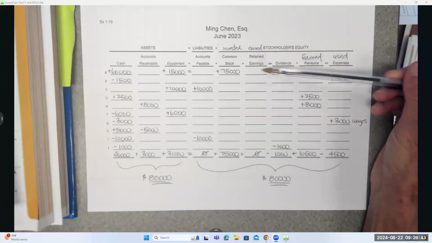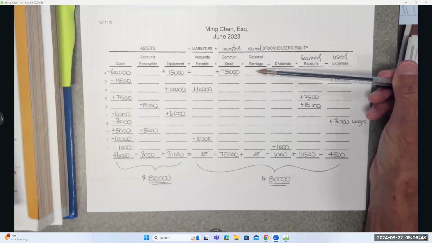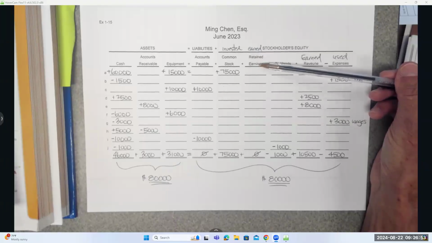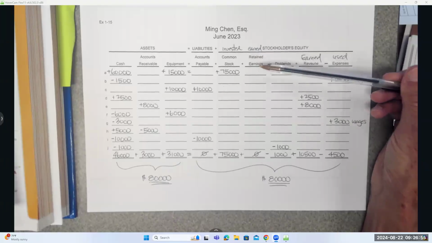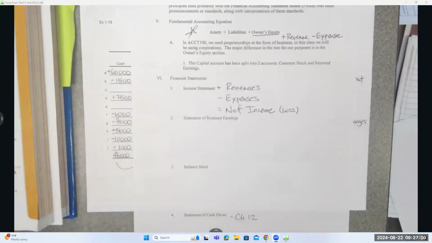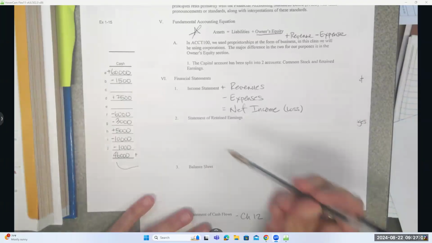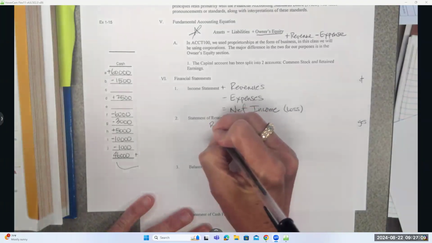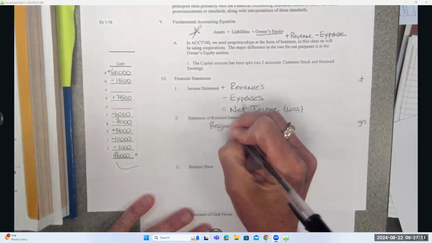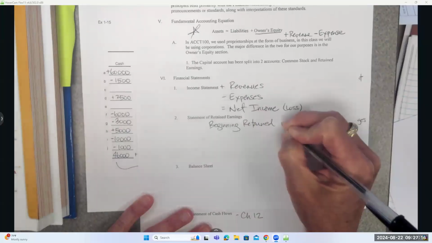This, however, is the accumulated earnings. This will change every year. Whether it increases or decreases depends on how we did, but this will change every year with how the company performed that year, because it's based on our revenues, expenses, and dividends. So we're not going to report the changes in the total equity, just in the earned equity. So we'll start with beginning retained earnings.